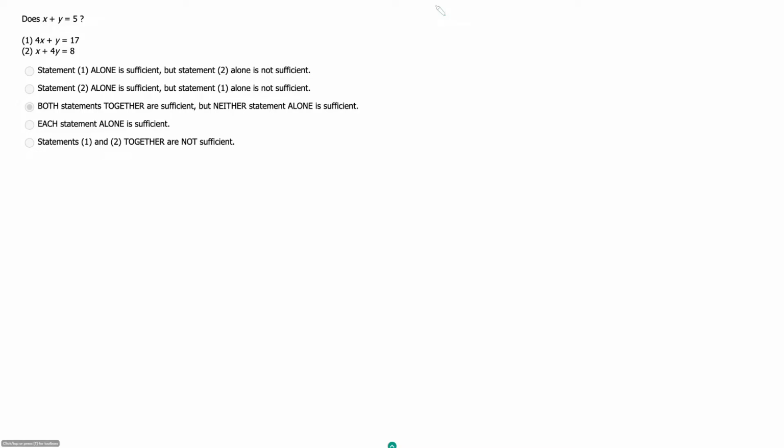Does x plus y equal 5? So we have a straightforward data sufficiency question. No given information in our prompt, just a question.